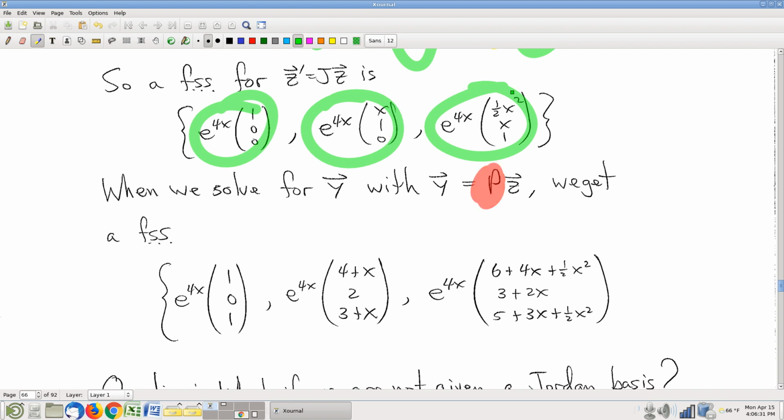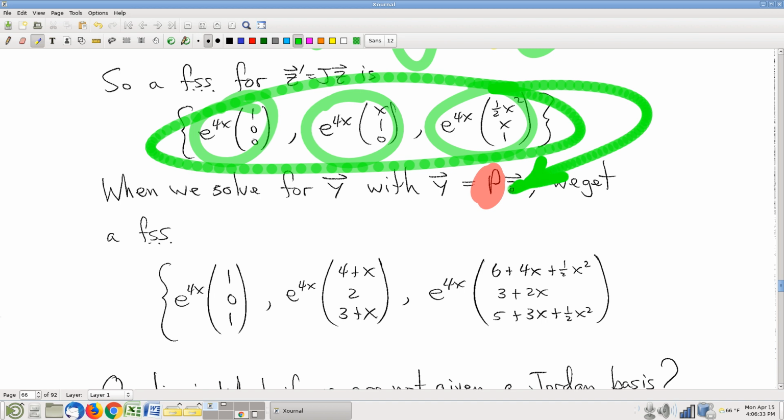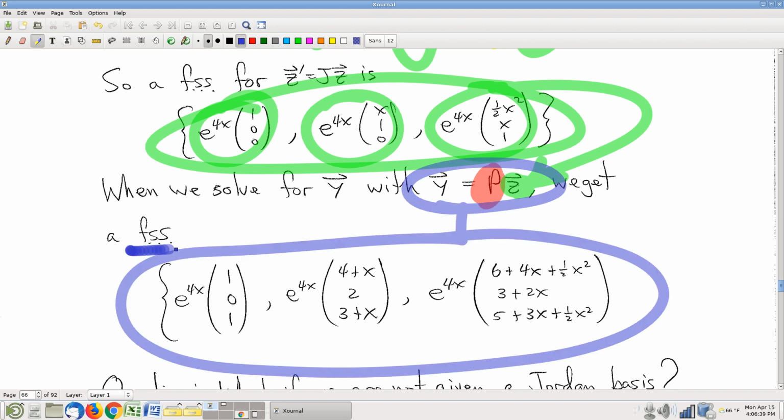Each one of these Z's, you multiply by P, and out comes your Y fundamental set of solutions right there. And there you go. So finally, a lot of tedium in it. It's like 3 pages of details, right? But it works.